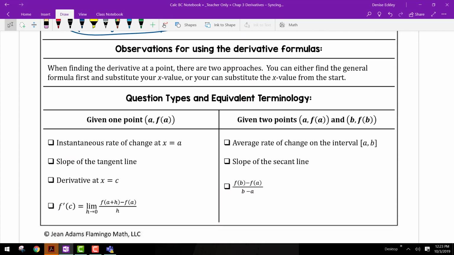Observations. When finding a derivative at a point, there are two approaches. You can either find the general formula that will work for any point where the derivative exists and substitute your x value, or you can substitute your x value first and do the derivative that way.